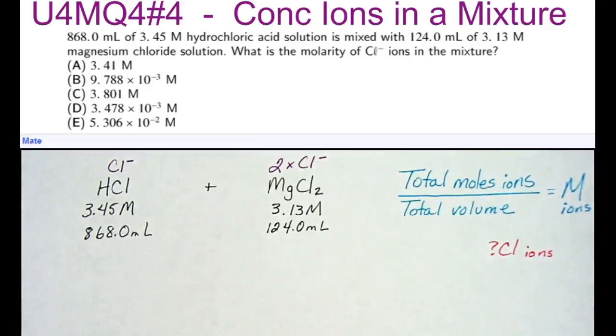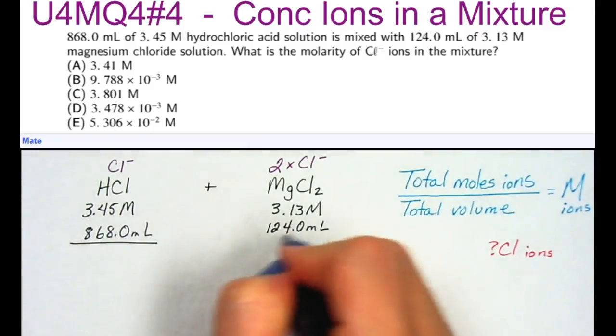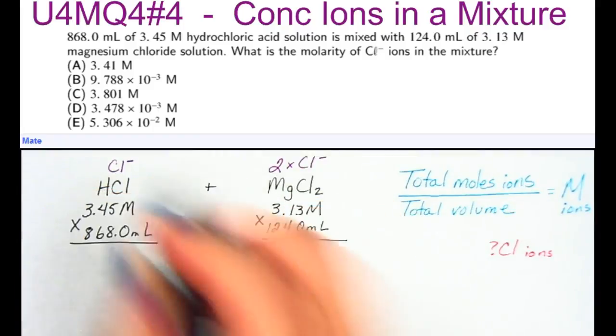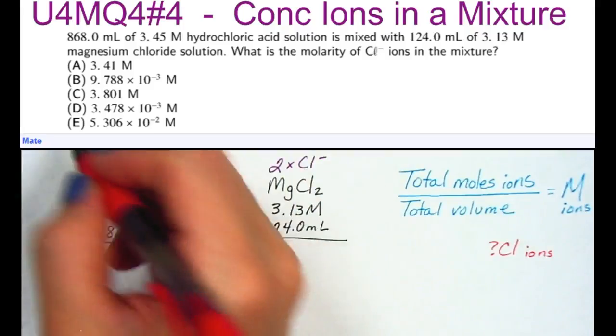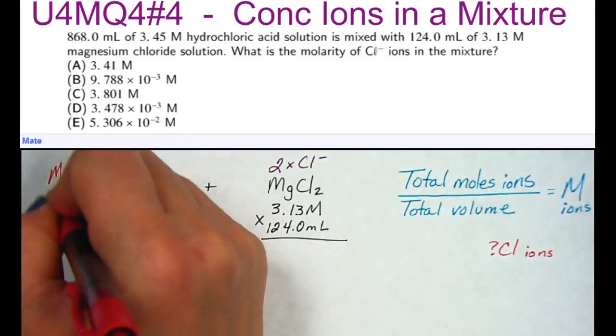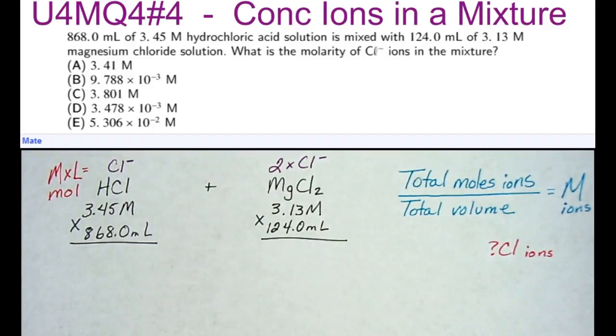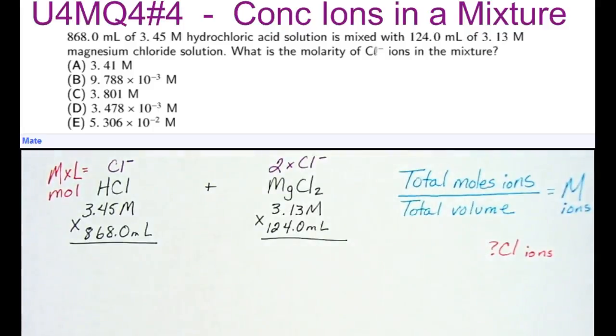So first and foremost, when you see molarity and volume, you're going to want to take those and multiply them, because if you multiply the molarity times the volume, you get the amount in moles, and that's what we want. We want the moles of each because we need the total moles of the ions for the equation.